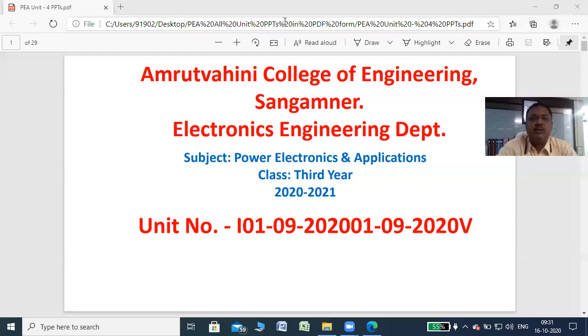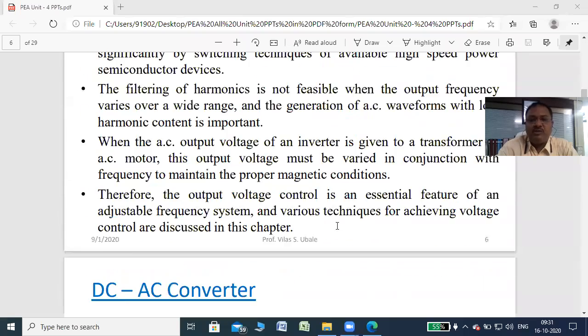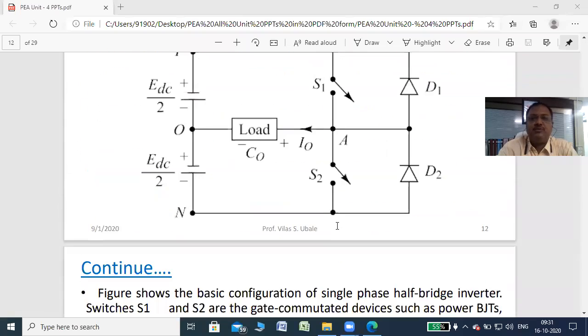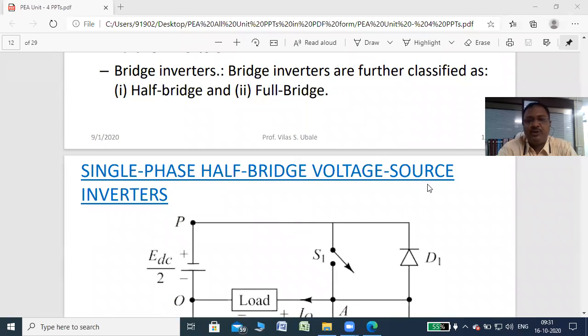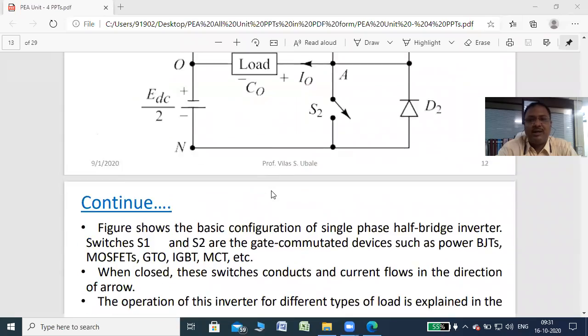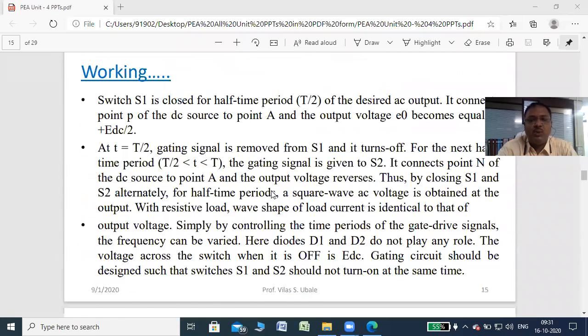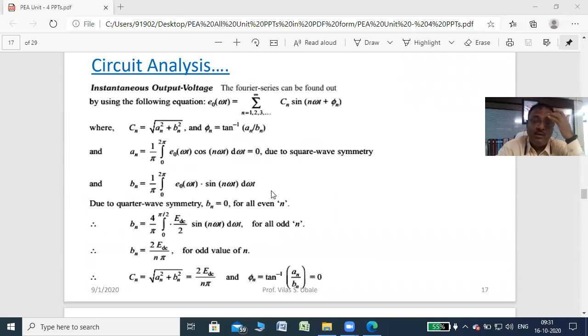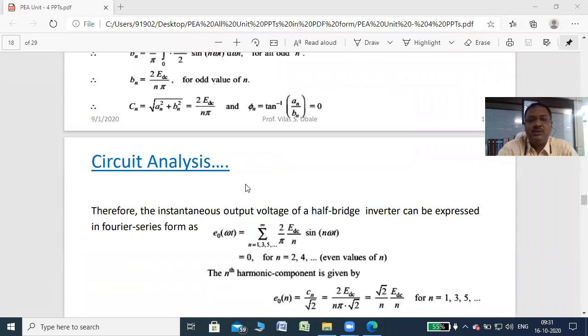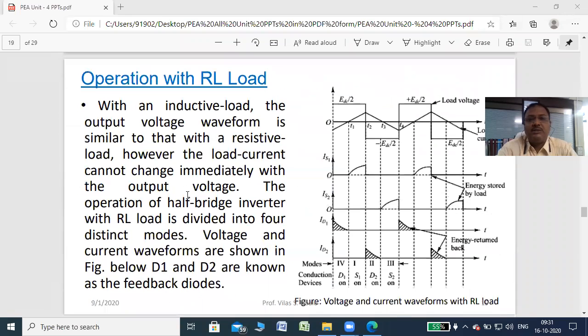Few students are entering the meeting. So already we have seen the single phase half bridge voltage source inverter for R and RL load, right? For both the loads, we have already seen it. Before more students join the meeting, I'll just explain the operation with RL load in short, so that maybe maximum students will join the meeting and then we will see the next part.